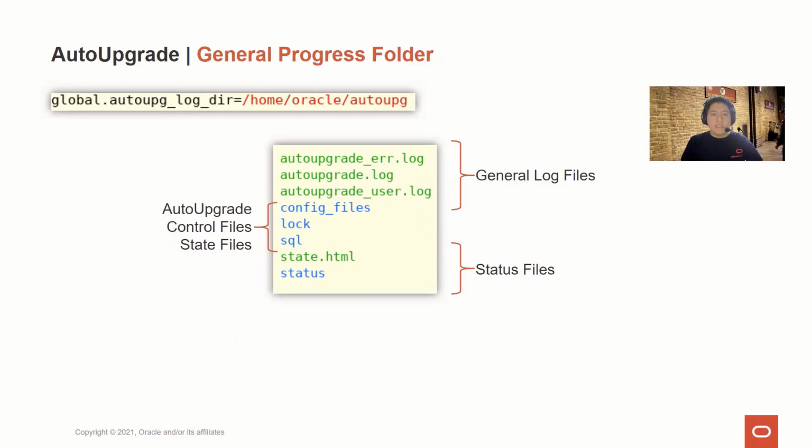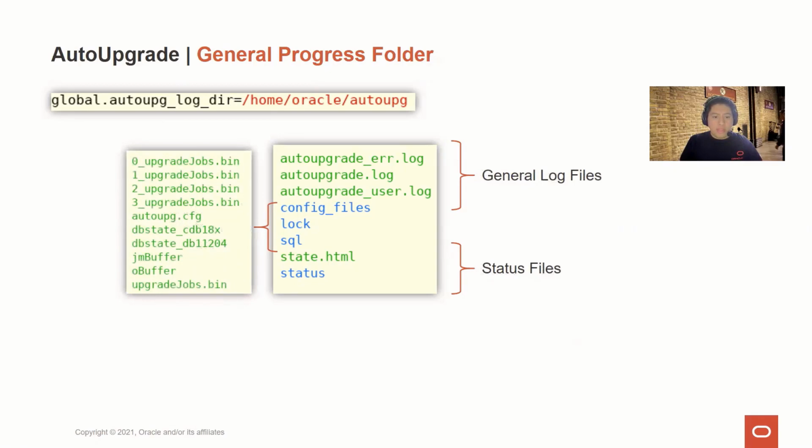The content of the general progress folder can be seen as 3 major groups. The log files that belong to the job manager, as we described before, the files and folders that contain information of the AutoUpgrade, such as the control files and the state files, and the status files.